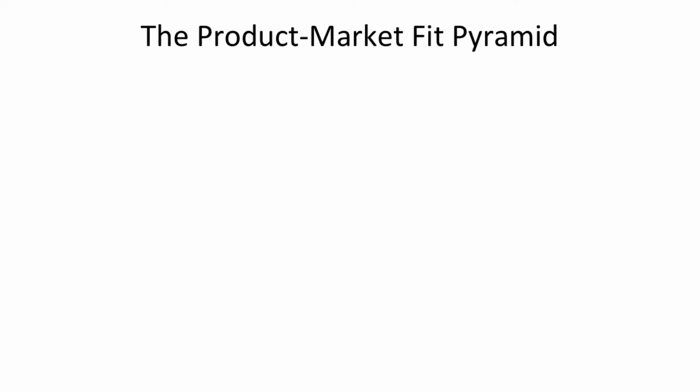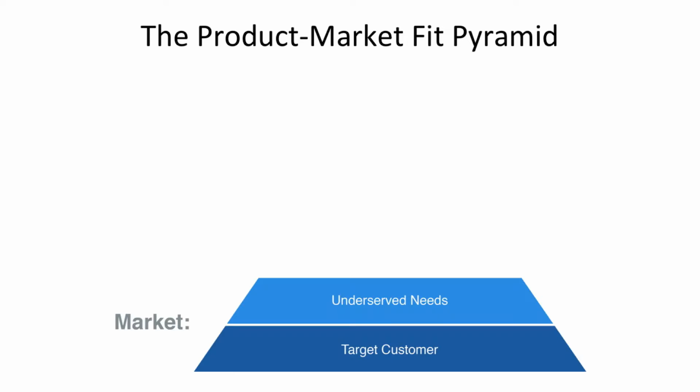And so that's why I wrote the book, and that's what led me to develop a framework for product market fit I call the product market fit pyramid. Let me walk you through that. So the bottom part is the market. It's your bottom two layers of the pyramid. It's your target customer. Everything starts with who are we trying to build this for, and what are their underserved needs, and we'll talk about that more in a minute.